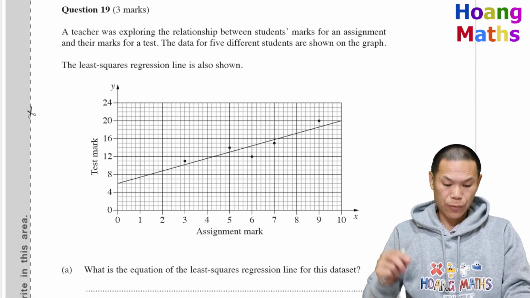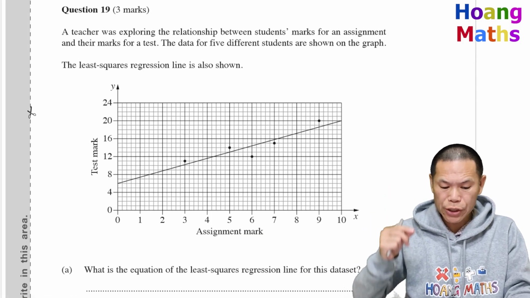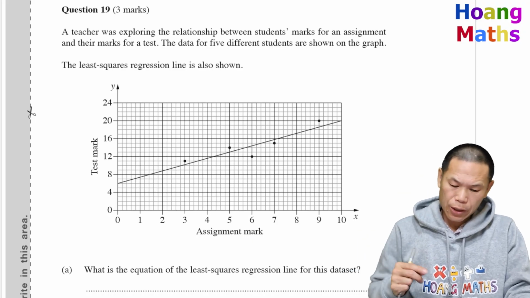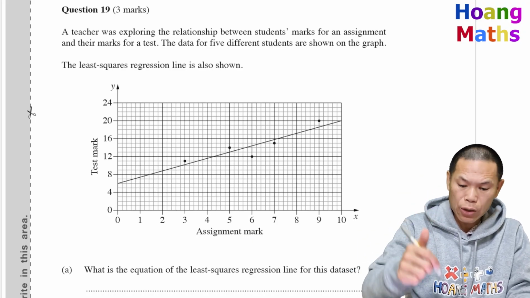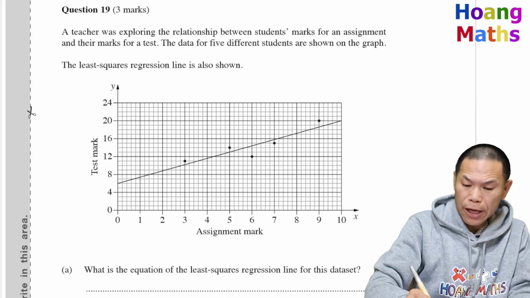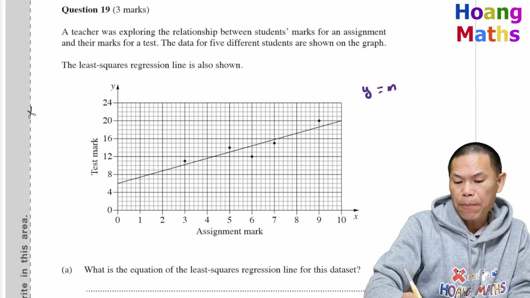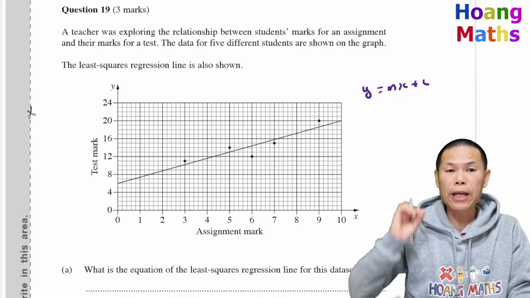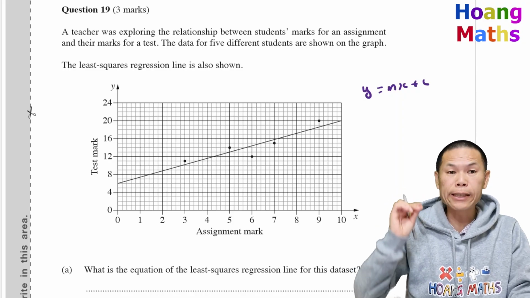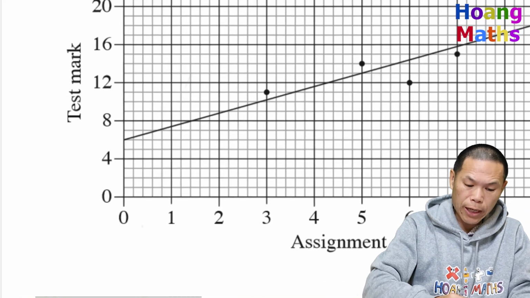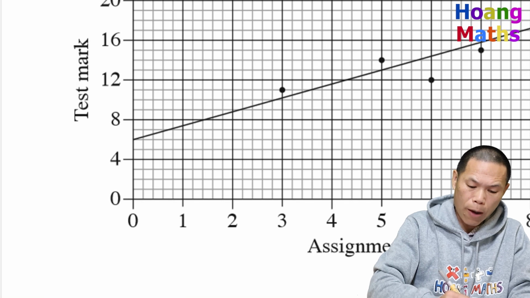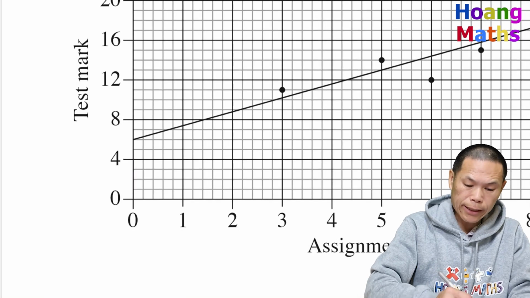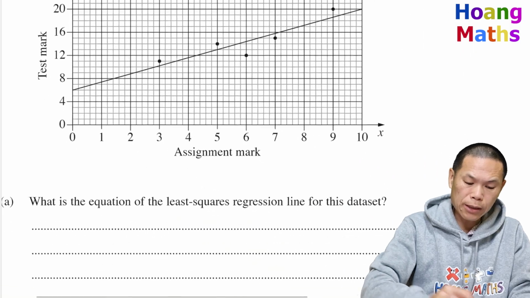Question 19. So we need to find the equation for this least square regression line. To work this out, remember the rule is y equals mx plus c. We just need to find the m, that is the gradient, and c is the y-intercept. So we can see the y-intercept is here. It goes up by 1, 2, 3, 4, up by 1. So that is 6. So that means c is 6.